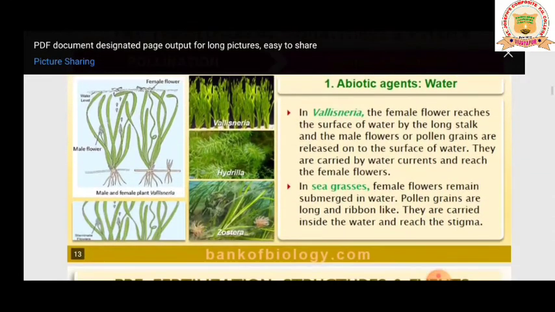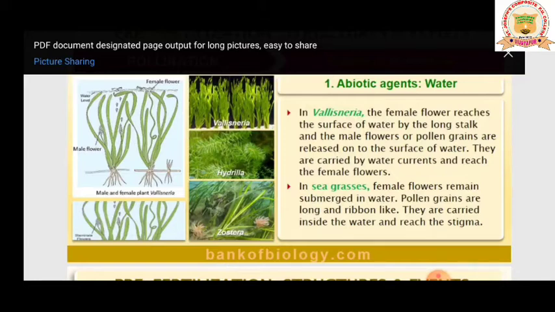Now coming to the main example, Vallisneria, let me see how Vallisneria performs pollination through water. In Vallisneria, the female flower reaches the surface of the water by a long stalk. The female flower comes out of the water by forming a long stalk. The long stalk will be under the water and the flower comes out on the surface of the water. The male flowers or the pollen grains are released on the surface of the water. They are carried by the water current and reach the female flower.